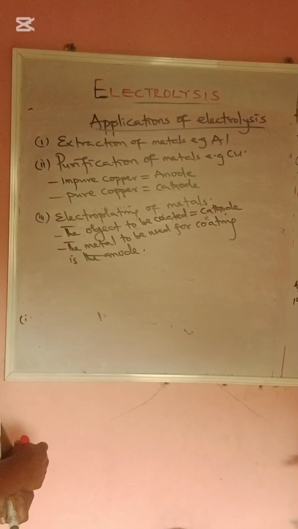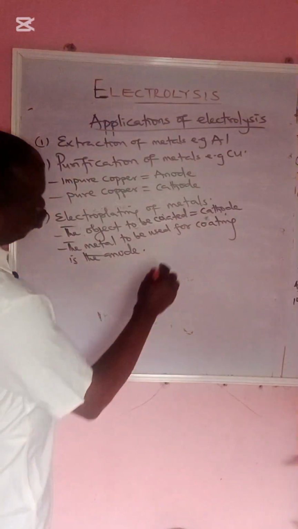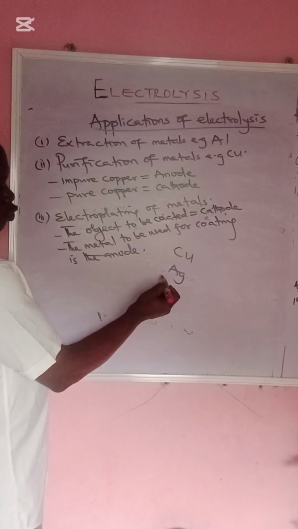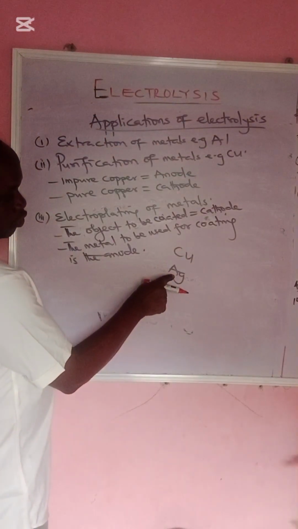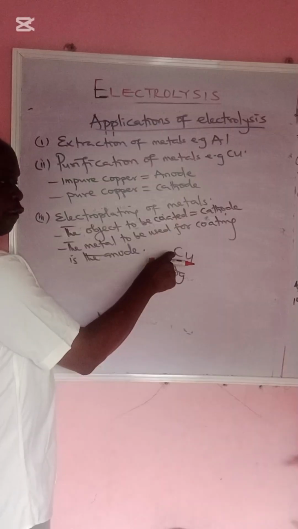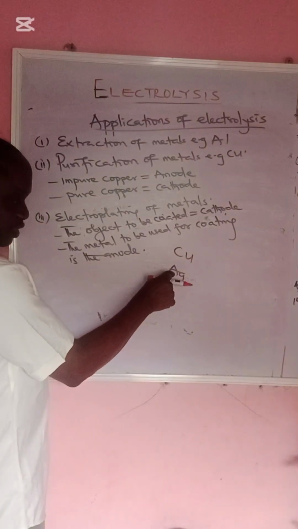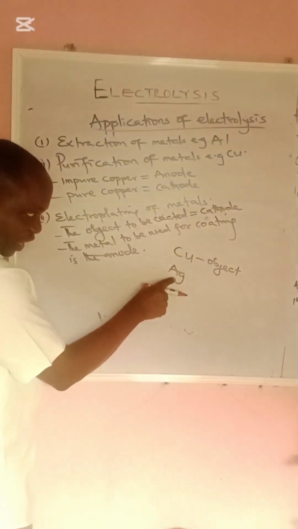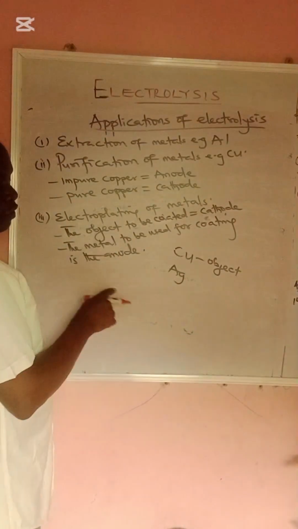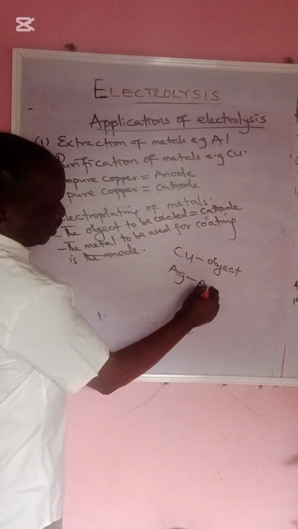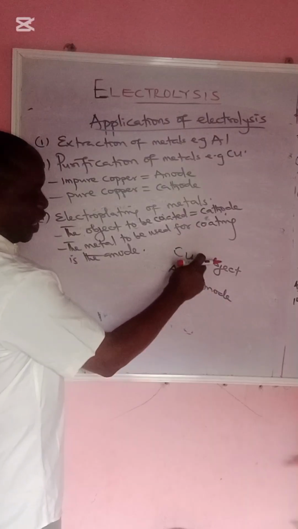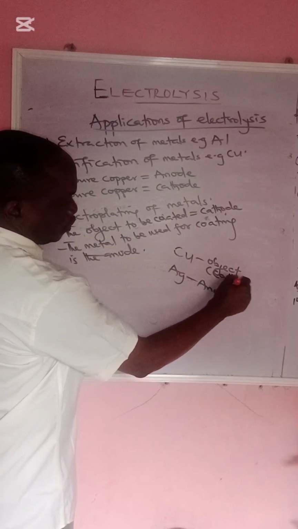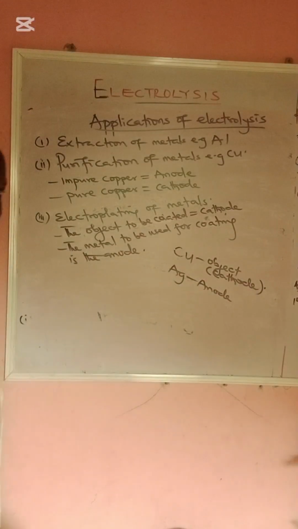For example, now you have copper, you have silver. You now want to coat silver on copper. So this is the object to be coated. You want to put silver on copper. So silver now will be the anode, while the object, that is the copper to be coated, will be the cathode. Please always take note of that.